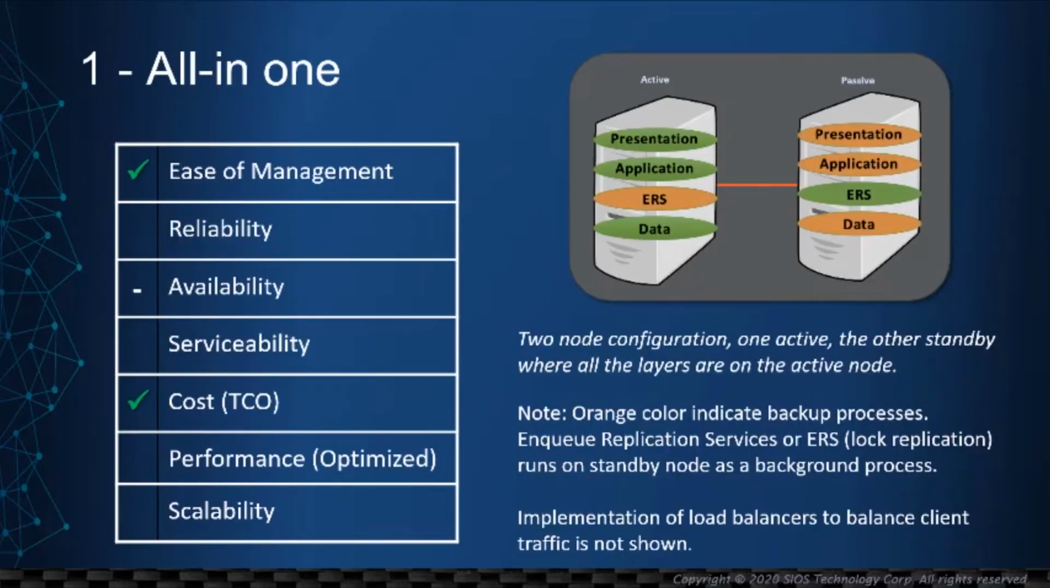Firstly, we have an all-in-one configuration, which is built up of two nodes. The first node is actively running all of our SAP functions, which are highlighted in green. Node 2 is fully redundant, except for running the on-queue replication service as a background process. Given this, this is still referred to as an active-passive setup, where Node 2 is redundant and will only come into service if Node 1 becomes unavailable.